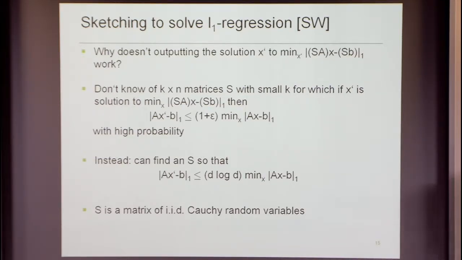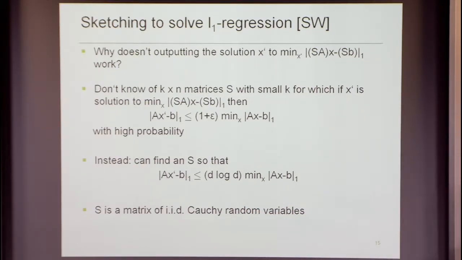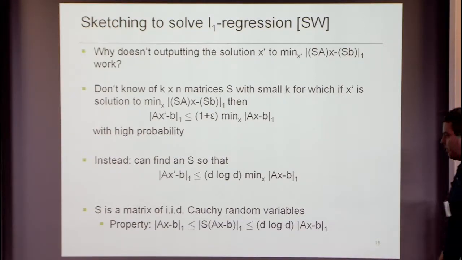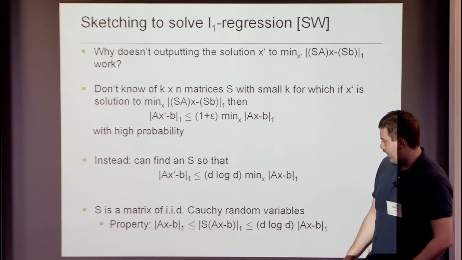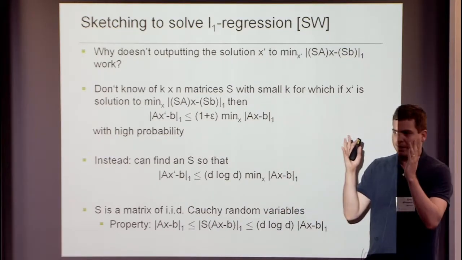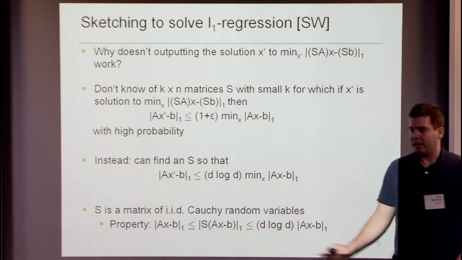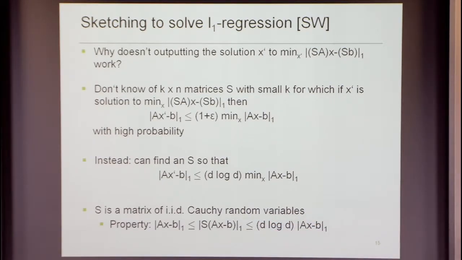So what is S? S is a matrix of IID Cauchy random variables. I'll say what these are in the next slide. It's just some continuous random variables, and the property that you get with this S is that it's a subspace embedding for the column span of A together with B, but it has d log d distortion, and S has a small number of rows. It has d log d rows.